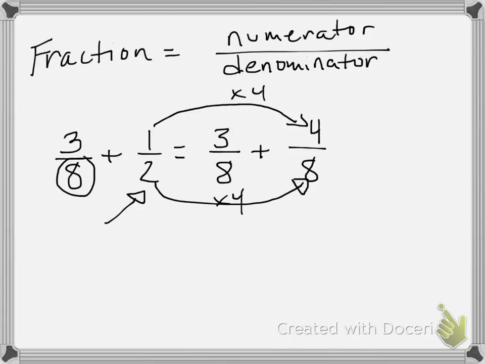3/8 plus 4/8. Well, my denominator is going to stay the same when I'm adding and subtracting fractions, so I'm just adding the top. 3 plus 4 is 7. So in the end, 3/8 plus 1/2 is 7/8.